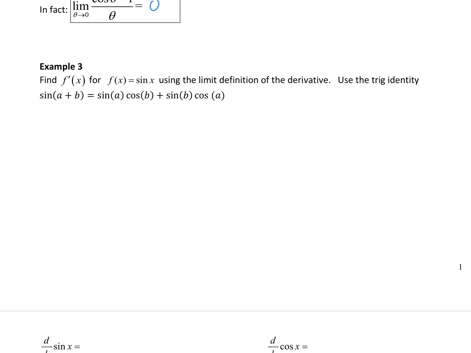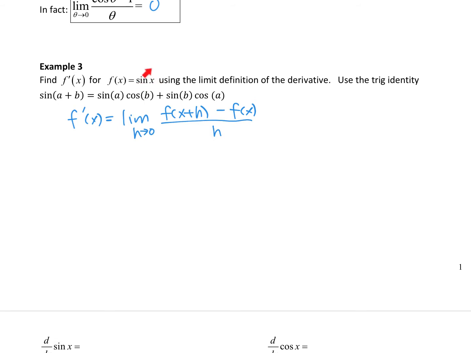All right, let's look at example 3. I want to find the derivative, so I want to find f prime of x when f of x is sine x, by using the limit definition of the derivative. Here, the hint is to use the trig identity. Okay, so let's see how it works. First, I'm going to write out the definition of the derivative. F prime is the limit of f of x plus h, minus f of x, over h as h goes to 0.